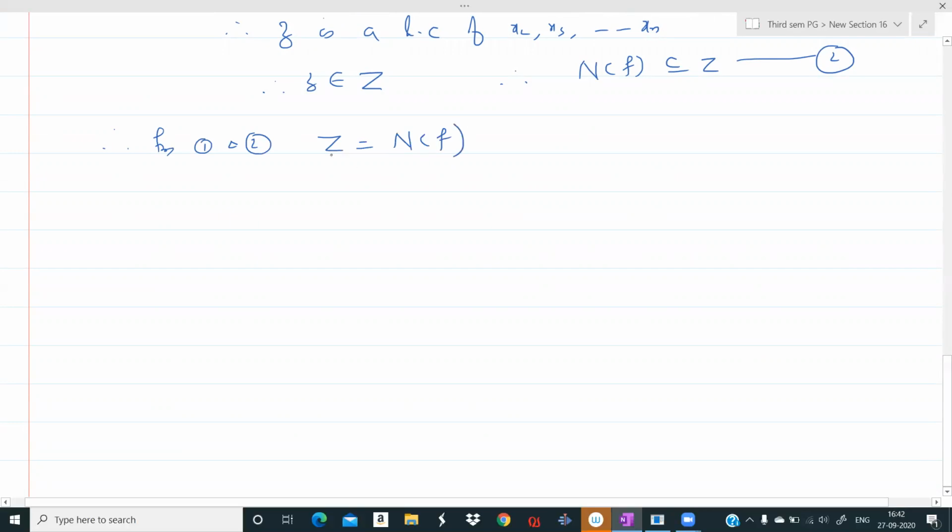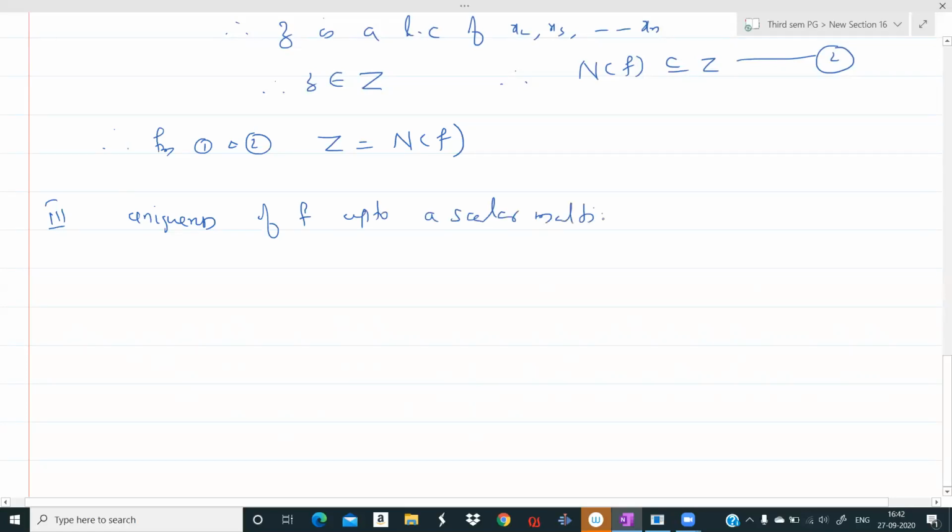We proved that Z is the null space of a certain linear function. Now what remains to show? Third part, uniqueness of f, up to a scalar multiple.